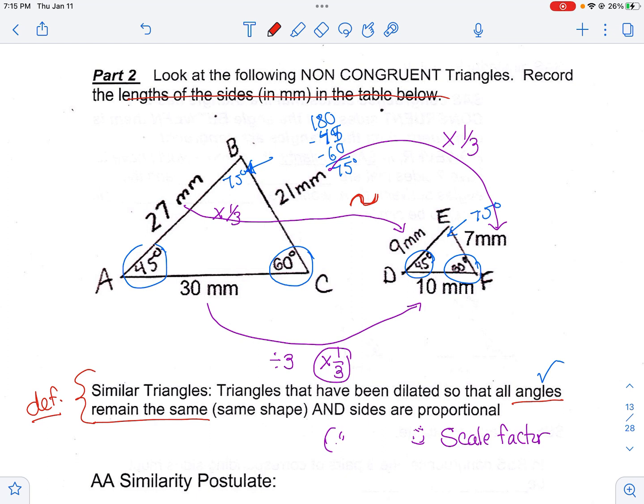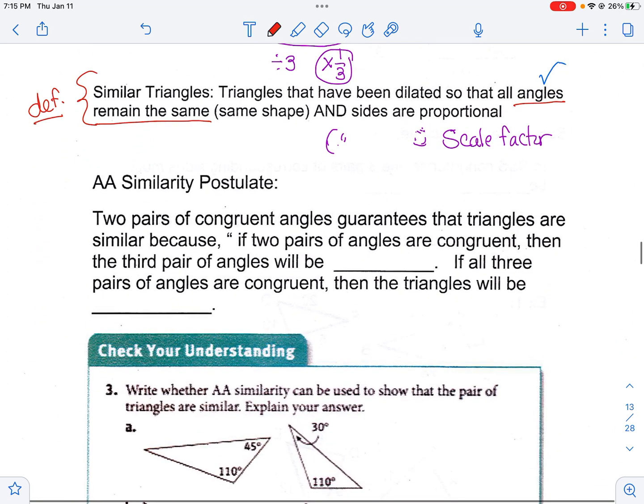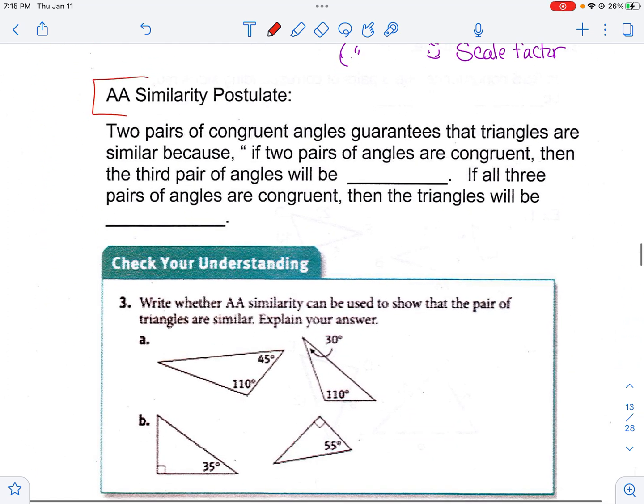Okay, now the thing is, we don't necessarily want to have to know all of that information to prove that triangles are similar. So just like with congruent triangles, we do have a few shortcuts. The first shortcut is simply called the angle-angle similarity postulate. Okay, and it's pretty self-explanatory.